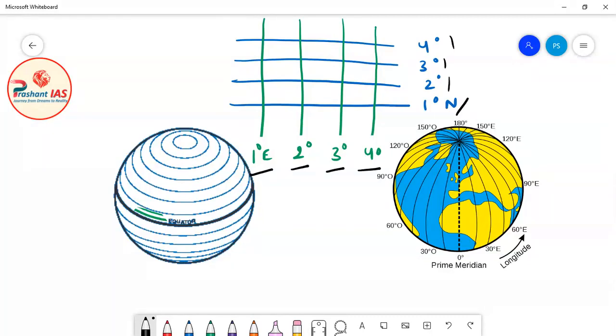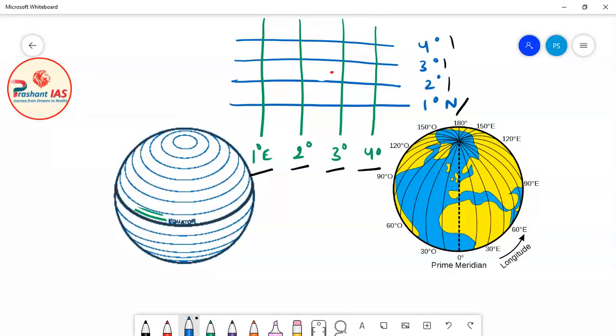Now let's suppose you are standing somewhere here on this position, and your friend is asking you your location. Your friend says, please tell me your location, I want to meet you.